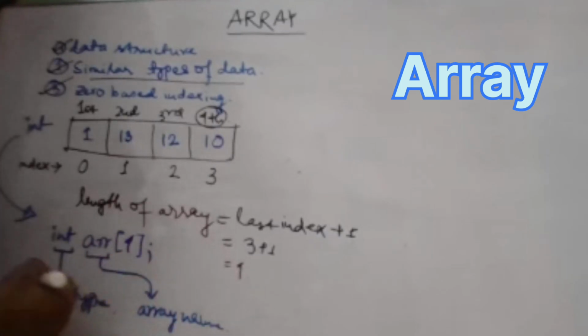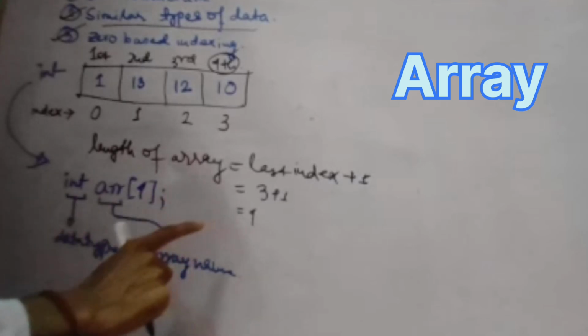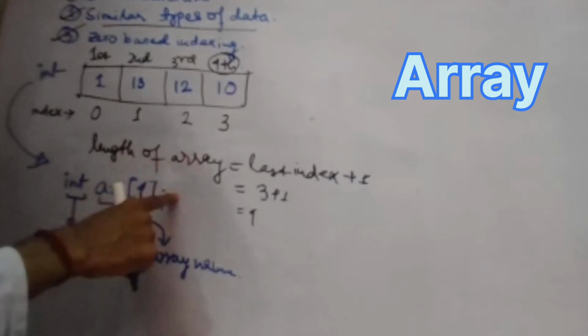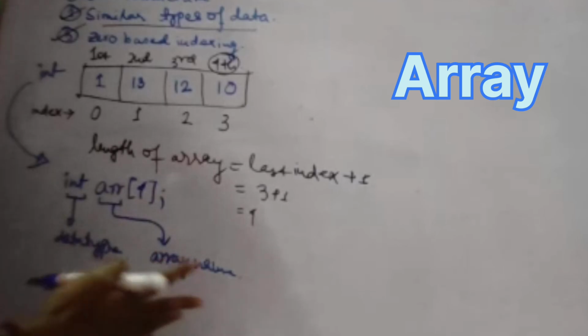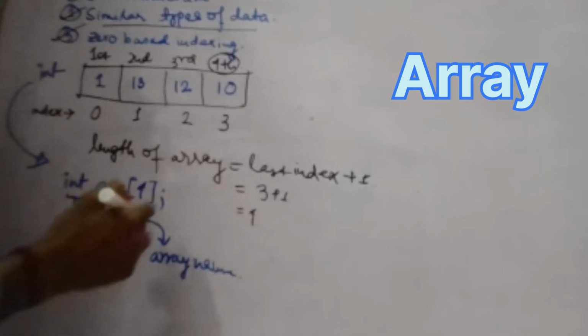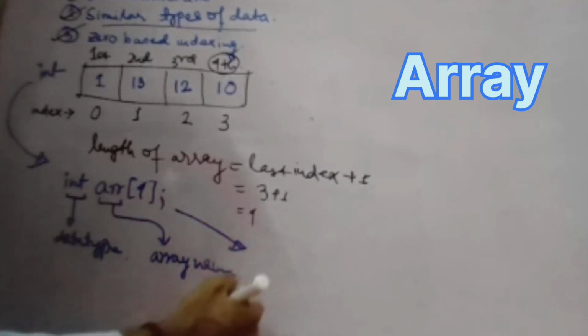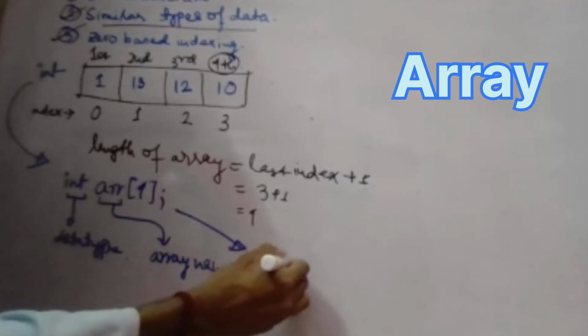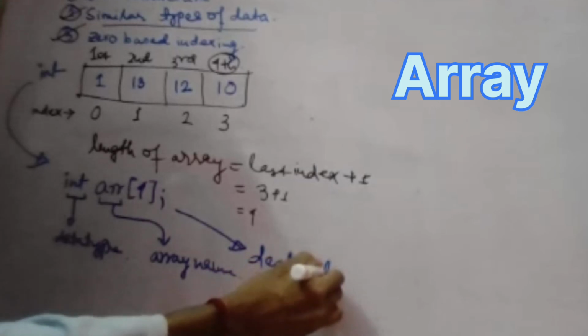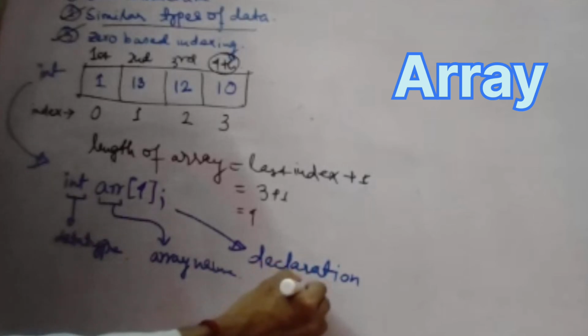So this is one conventional method in the C programming language to define an array. This is not the initialization. We didn't initialize it with any value. This is called only the declaration. We only declare the array. This is the declaration of the array.